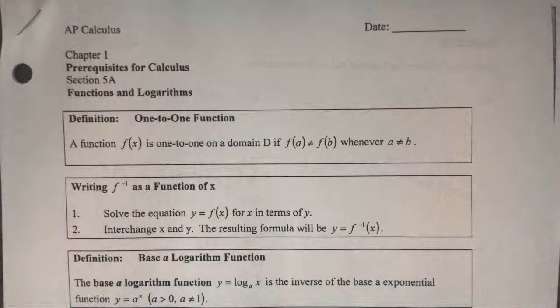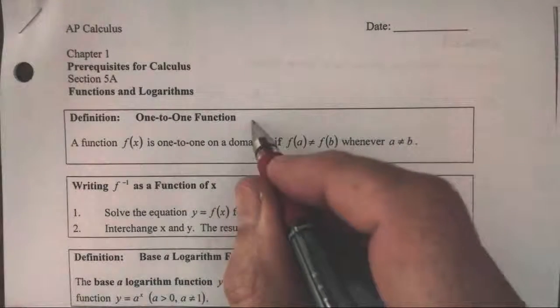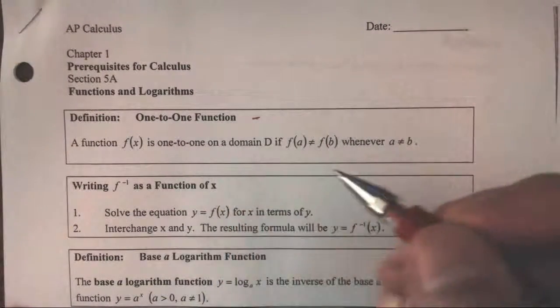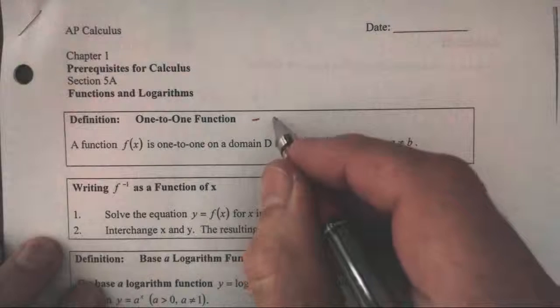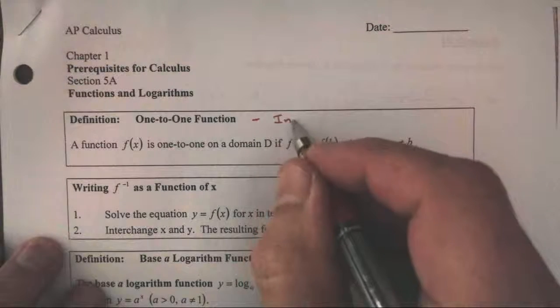Okay, welcome. We're going to take a look at the first half of section 5 today. There's a lot of information here, and hopefully we can get through this and make some sense out of it. But we start with a one-to-one function. One of the most important things to know about one-to-one functions is that it is almost synonymous: if a function is one-to-one, then it has an inverse function.